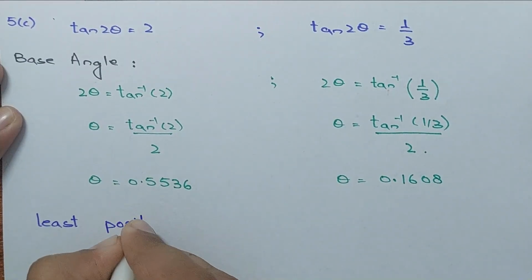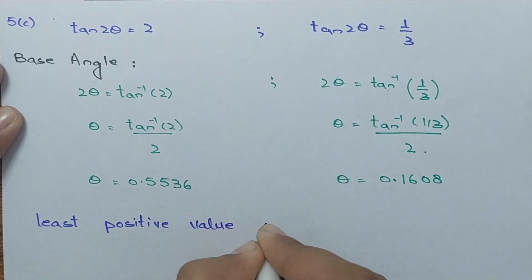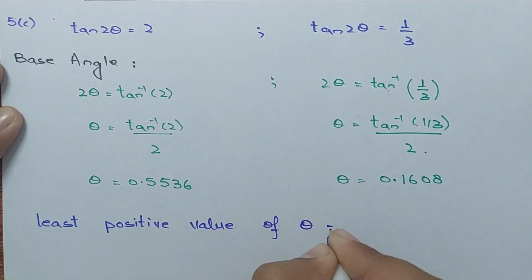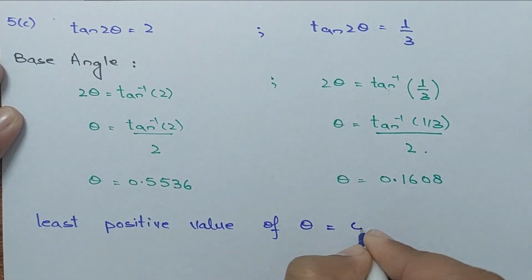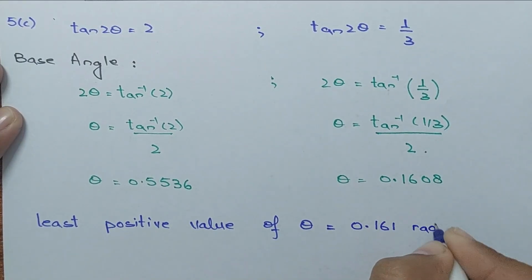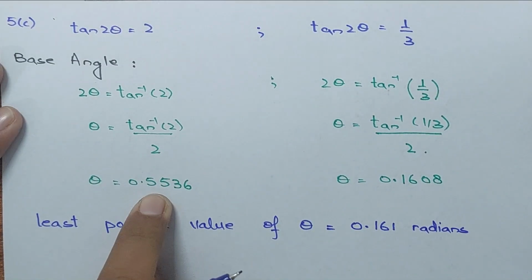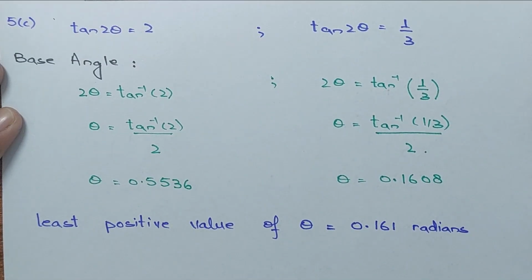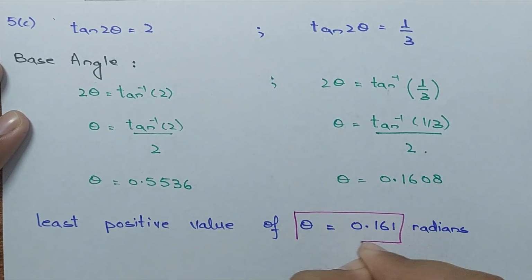So we can say the least positive value of theta is 0.1, the least, 0.161 radians. The other one is also correct, but it is not the least one, because in the question we just need to pick the least positive value of theta. So this is the least positive value of theta in radians.